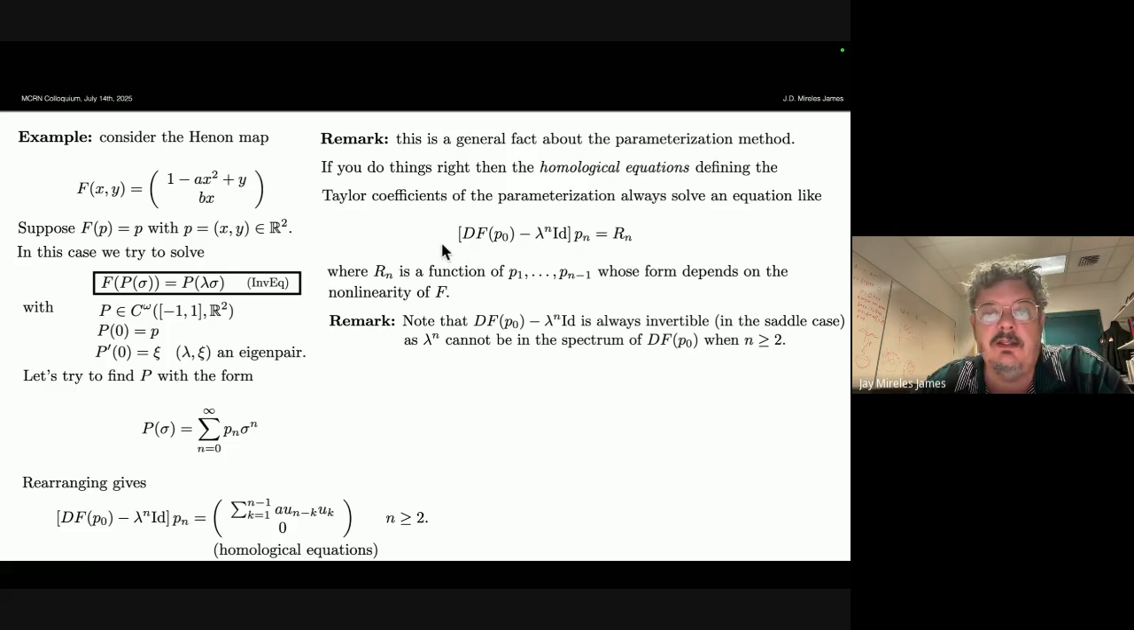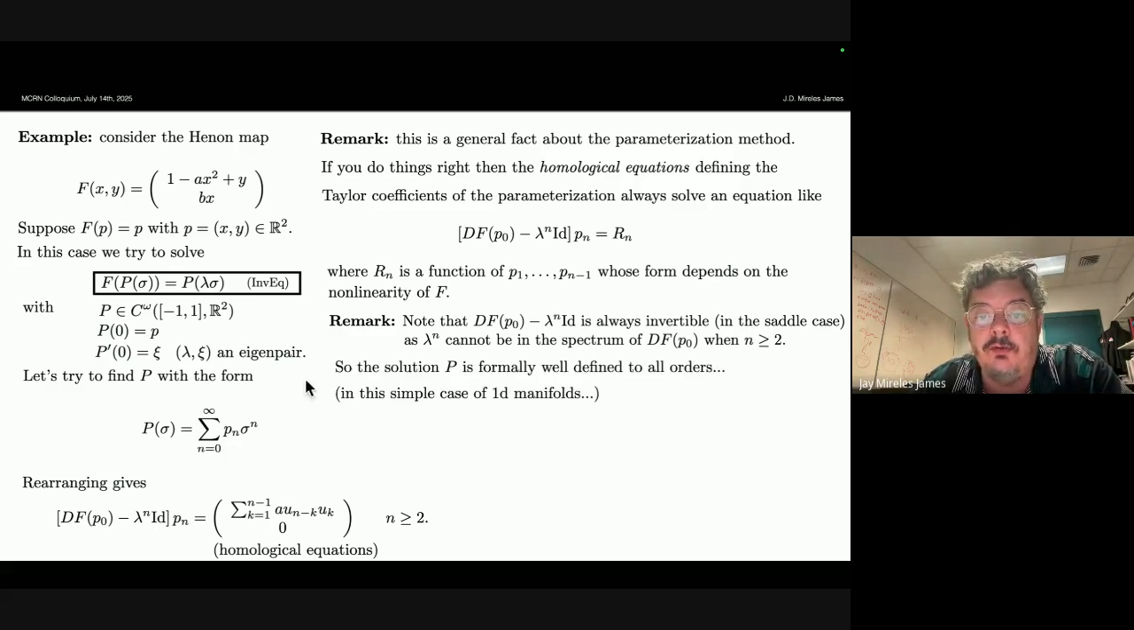Another nice thing to see, at least in this case of a one-dimensional manifold, is this matrix is always going to be invertible, because this is a characteristic matrix for the linearization at P0. This is invertible as long as the number sitting right here is not an eigenvalue. And so, suppose we only had one unstable eigenvalue. When we start taking powers of that, it only gets bigger. It can never hit one of the stable eigenvalues. So this lambda to the n is never in the spectrum, at least in this one-dimensional case, or similarly for the stable. So these Pn's are formally well-defined to all orders.